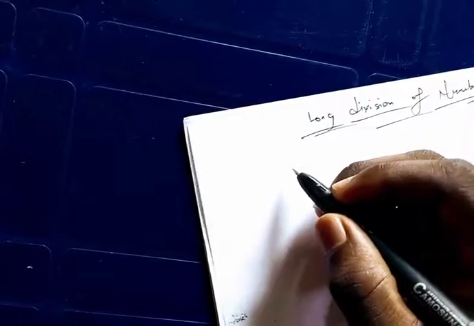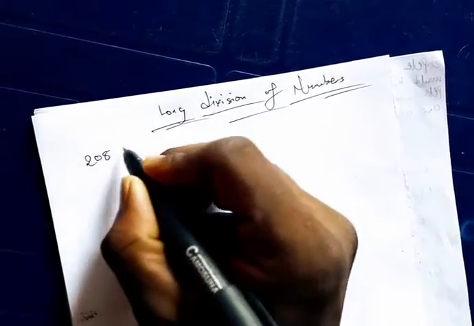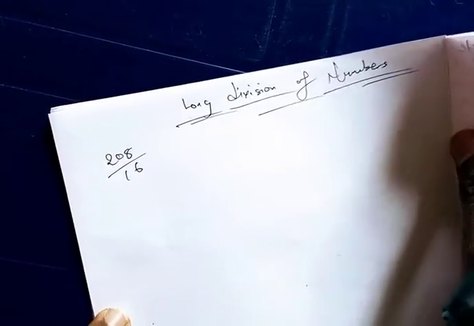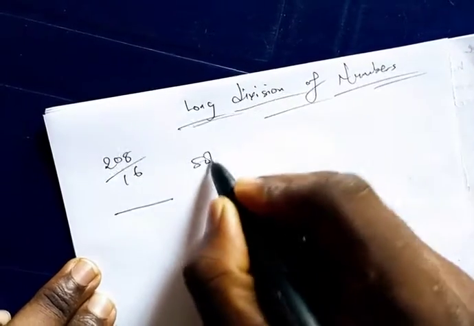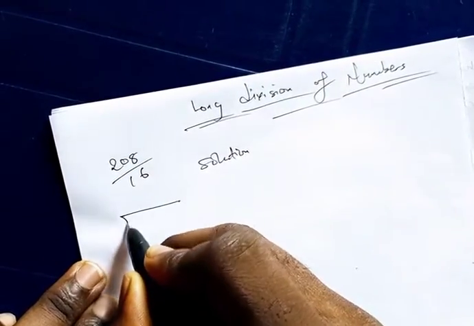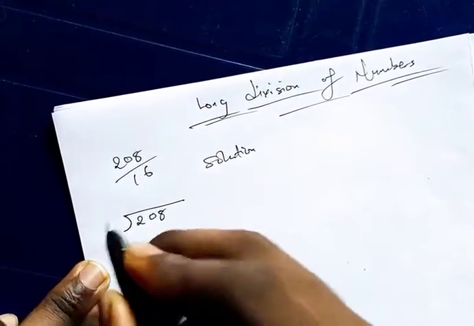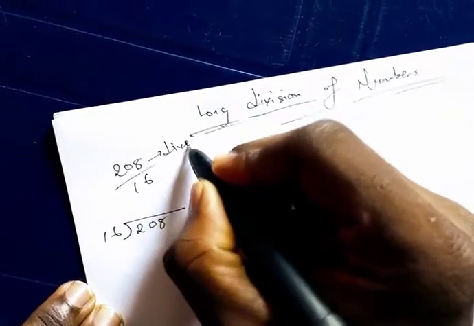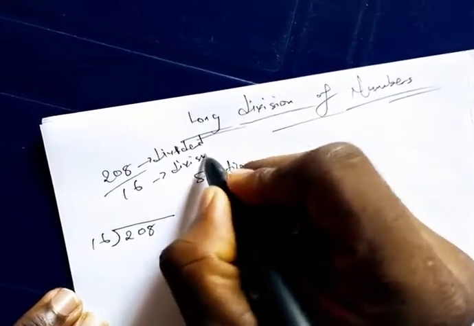So, let's say we are given 208 divided by 16, and we are not going to use a calculator. So, first we set the form like this: solution, put our dividend in this, and put our divisor. So this is the dividend and this is the divisor.